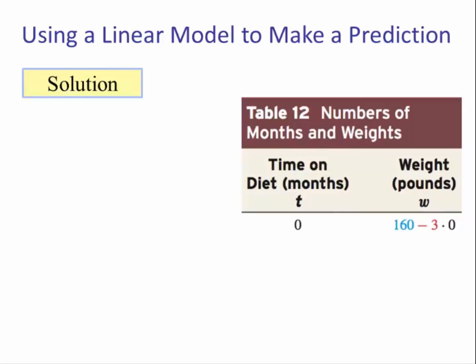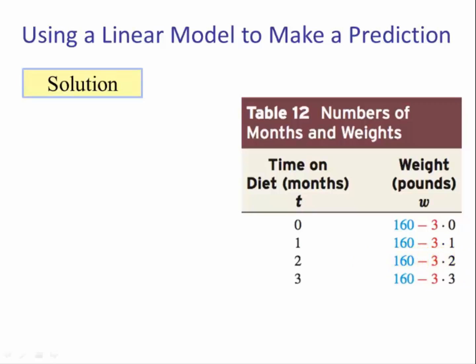So solution, we're going to begin our table. 0 months on the diet, this is the starting point. We have 160 minus 3 times 0. The first month, when T is 1, we have 160, but we decrease by 3, which gives us 157. So in 1 month, she loses 3 pounds, she weighs 157. Now I'm expressing that as an expression so that it will be easier to see the pattern and easier to write the equation. So when T is 2, we have 160 minus 3 times 2.